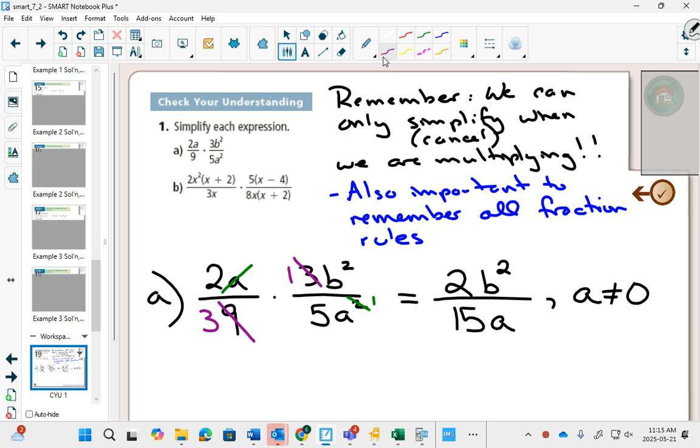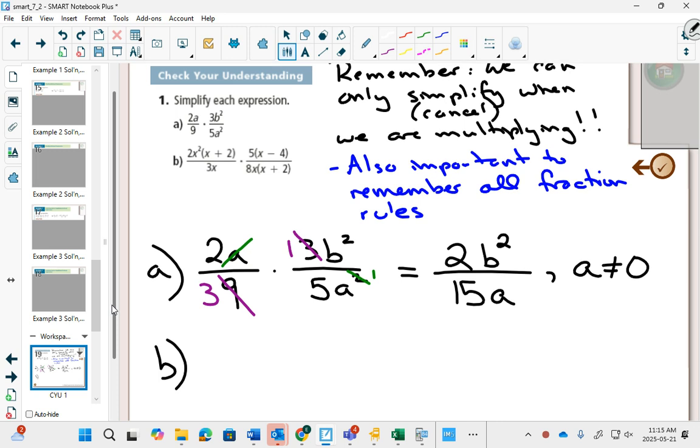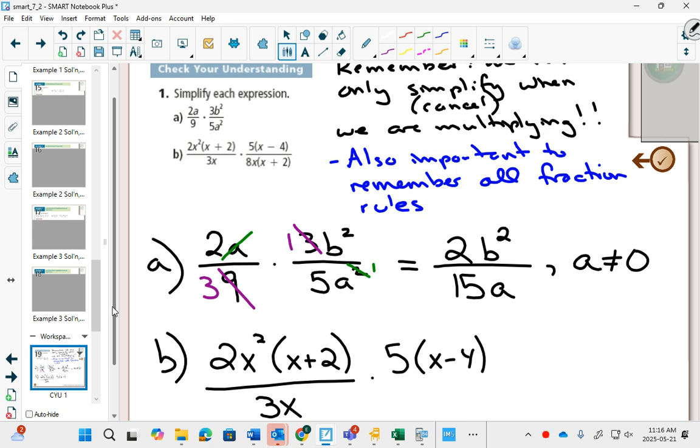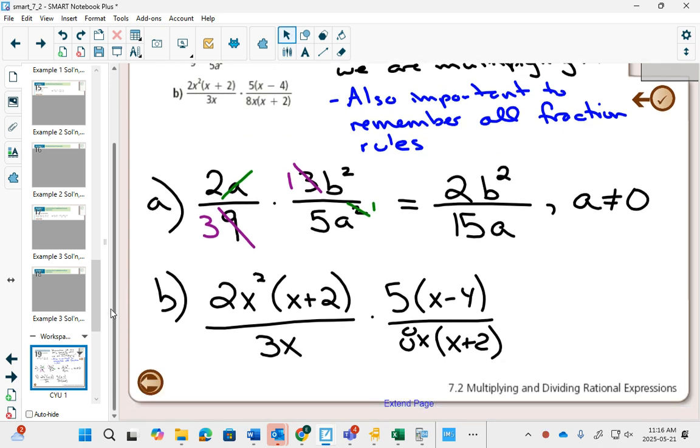Again, we'll do the same thing in b. I'll rewrite the questions. And again, this one's nice that they have everything factored already. And it's multiplying already. In the first one, I did numbers first. In the second one, I'm going to do what you will naturally do first. So I'm going to take out my red pen for canceling out.